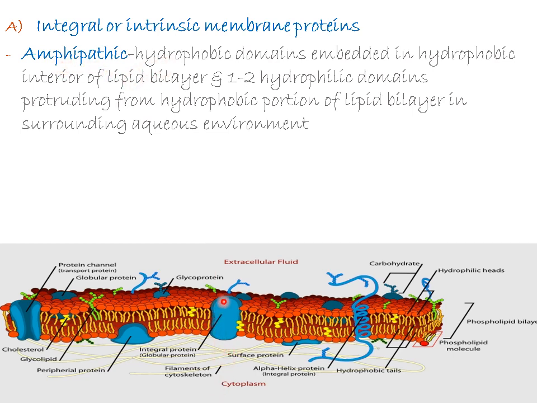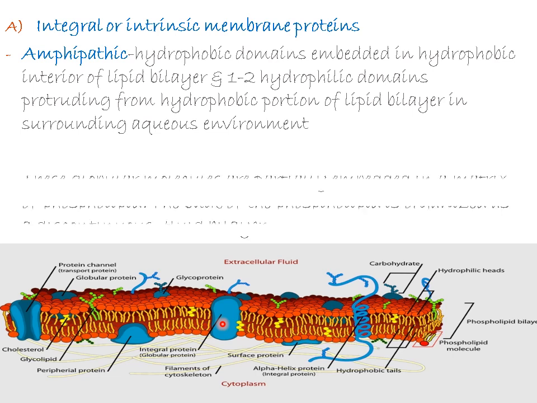So in the picture you can see this is an integral protein. This is embedded in the bilayer matrix. So in this amphipathic protein, the hydrophobic domain is embedded in the hydrophobic part of the lipid bilayer. This is the lipid bilayer and the hydrophobic part is embedded within this. Whereas it also has a few, 1 to 2, hydrophilic domains. These hydrophilic domains protrude from the hydrophobic part of the lipid bilayer into the surrounding aqueous environment. So these hydrophilic ends are in the aqueous environment, whereas the hydrophobic part is embedded within the lipid bilayer.